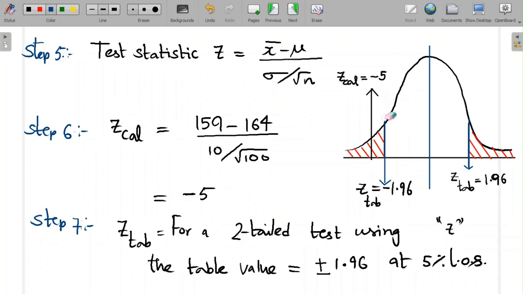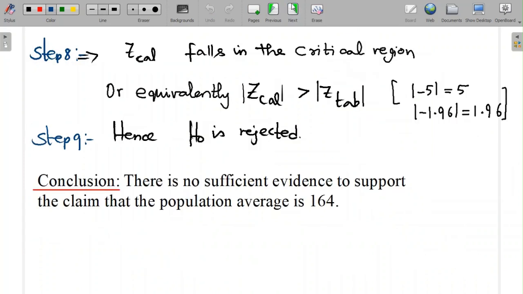We know that for a two-tailed test at 5% level of significance, the critical values are 1.96 and -1.96. Now we see that our calculated value falls in the critical region. It is in the shaded region, therefore it needs to be rejected. So Z-cal falls in the critical region, therefore H naught must be rejected.